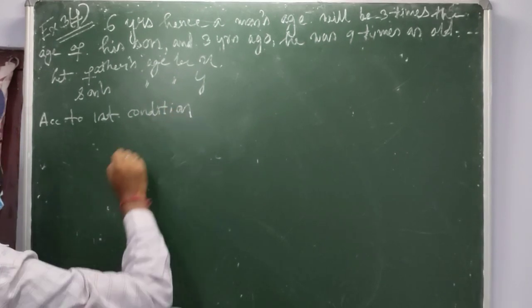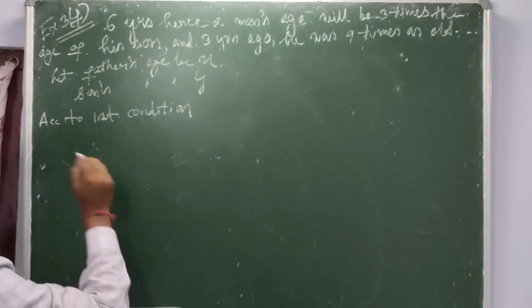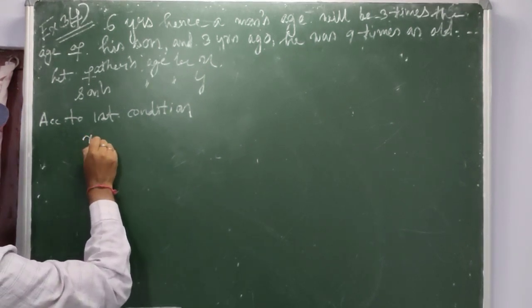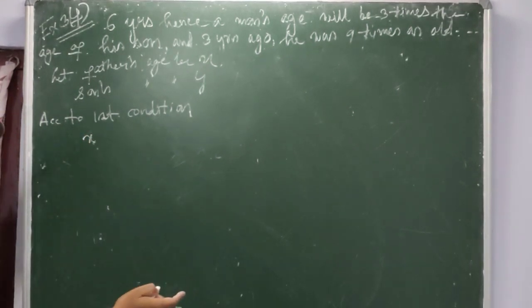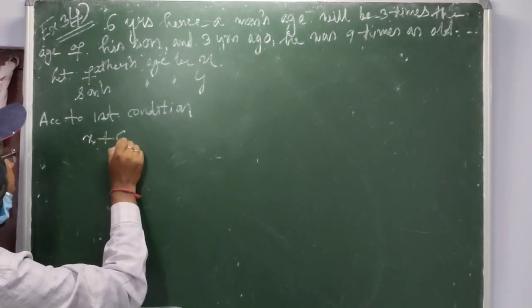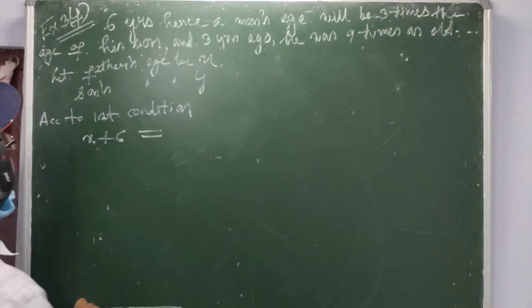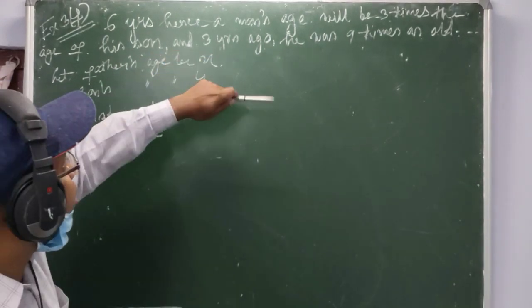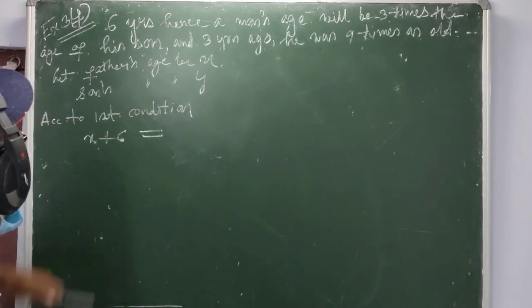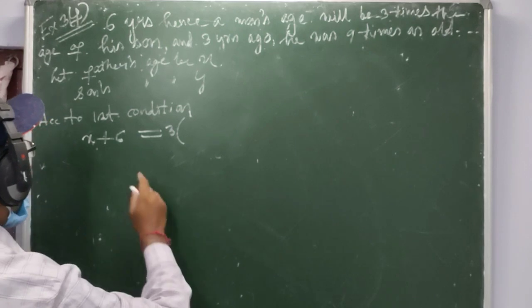let us read again. 6 years hence, a man's age will be, man's age is what? x, present age. 6 years hence means after 6 years, that means x plus 6. Will be, is means equal. 3 times the age of his son, 3 times means 3 bracket age of his son.